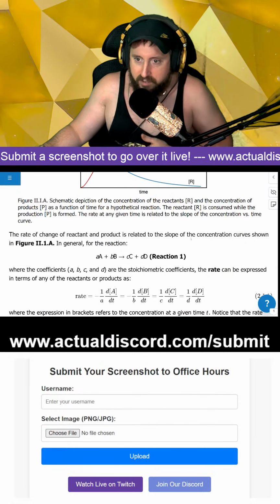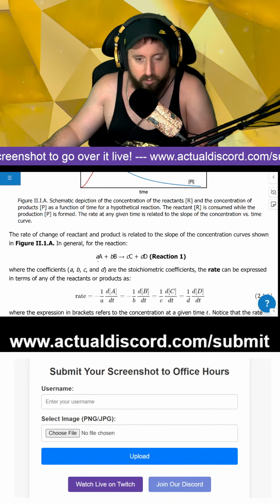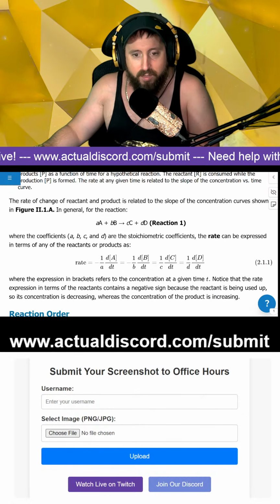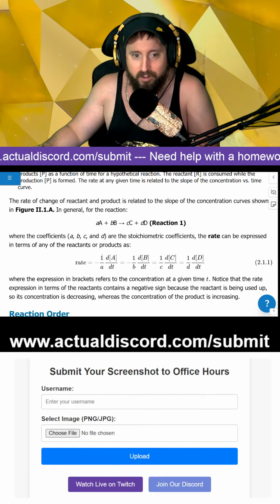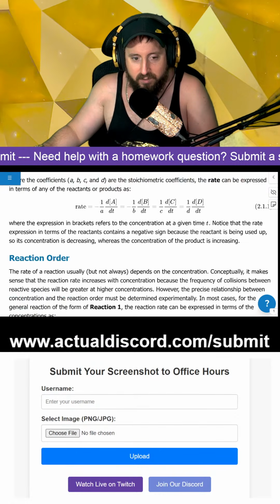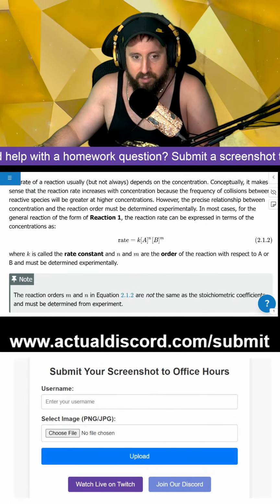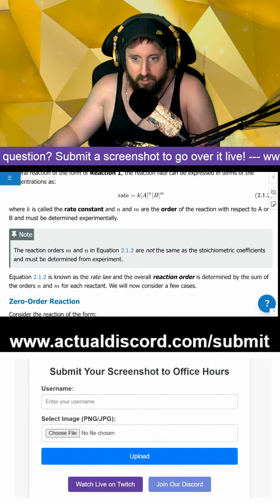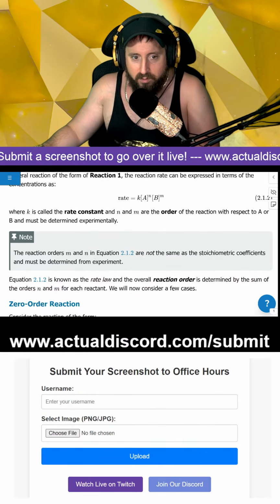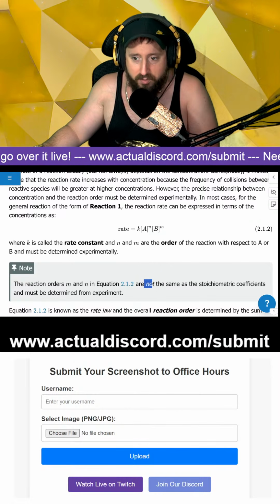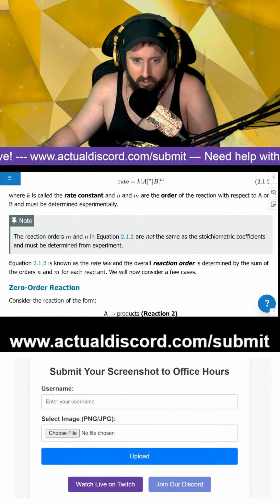So the rate of change of reactant or product is related to the slope. So if you have aA plus bB, then the rate law is equal to 1 over a, d[A]/dt. Okay, so this is the order of the reactions. The reaction orders m and n are not the same as the stoichiometric coefficients. They must be determined from experiment.